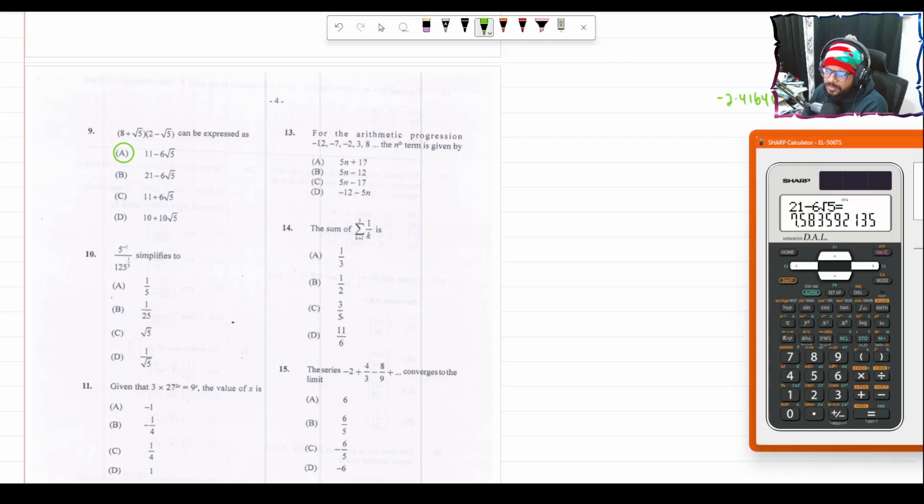This simplifies to 5 to the power minus 1, equal to 1 divided by 125 to the power 1/3. That is 0.04, which is 1 over 25.